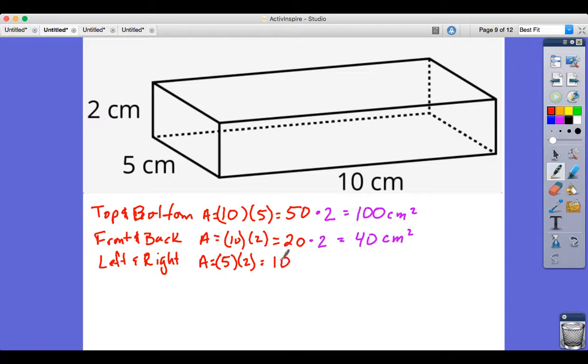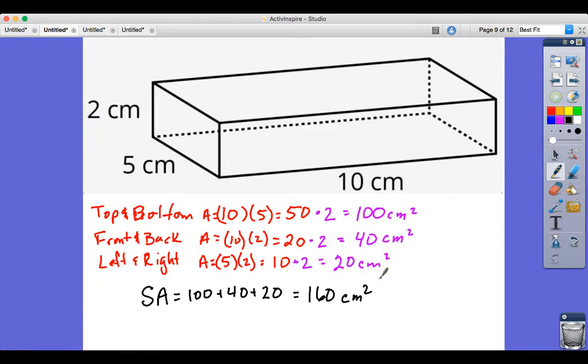So that's going to give us 10 centimeters squared. But we have 2 of them, one on the left, one on the right. So that's going to give us 20 centimeters squared. So now the surface area is going to be all of these added together. So we have 100 plus 40 plus 20, which is 160 centimeters squared.